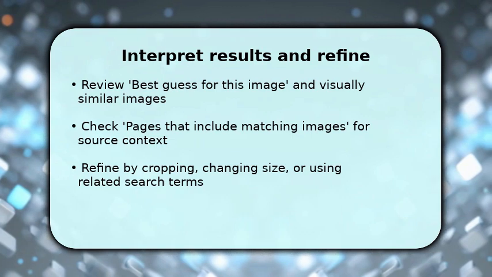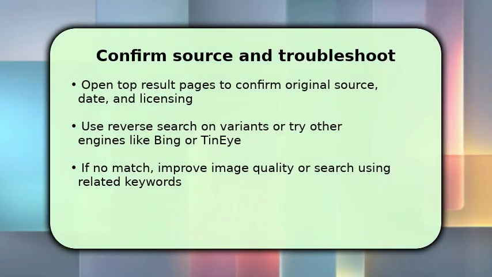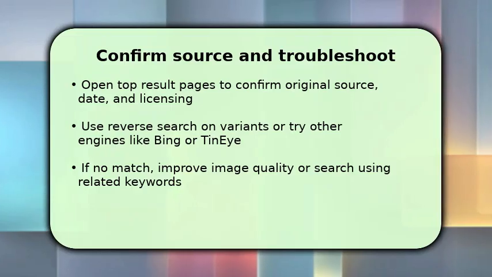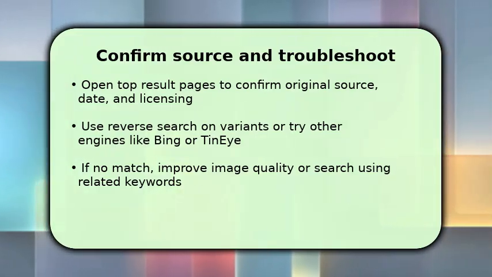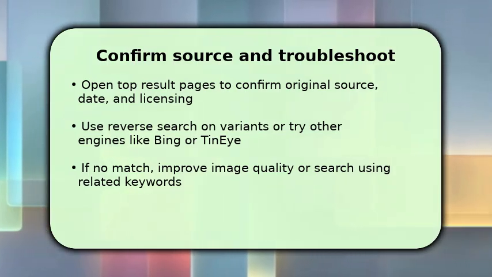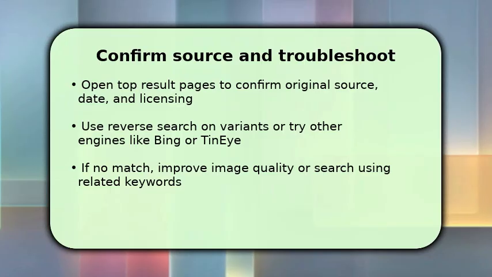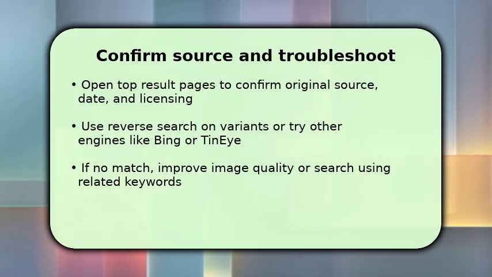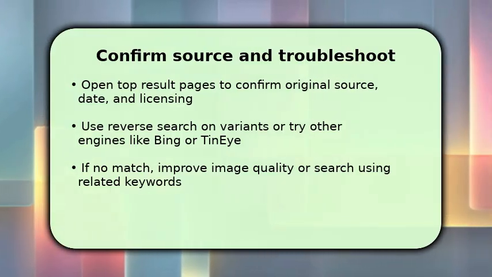You finish by opening the strongest matches to confirm source, ownership, or additional metadata. Don't assume the first hit is original. If you can't verify, run the same image through alternative reverse search engines to compare outcomes. Once done, document the most reliable page or save the image's URL.